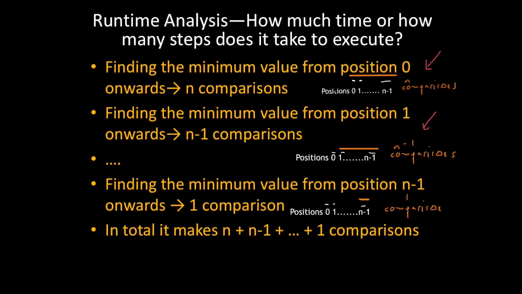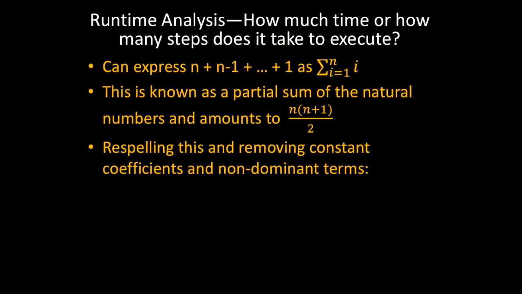So for every single position that we've done this for, we will total to n plus n minus 1 plus all the integers in between n minus 1 and 1 comparisons. So we can express this quantity using summation notation, and it is known as a partial sum of the natural numbers, which amounts to n times the quantity of n plus 1 divided by 2.